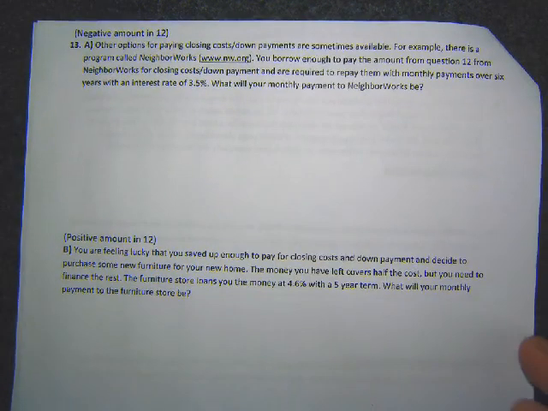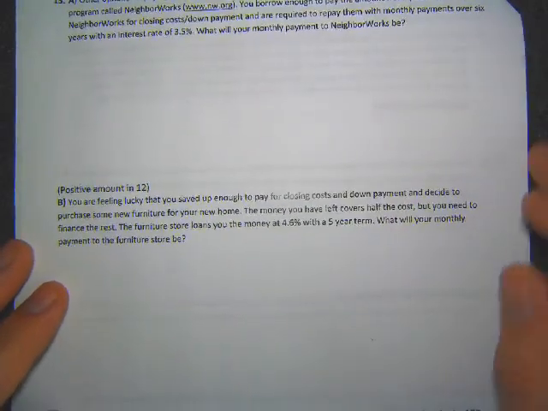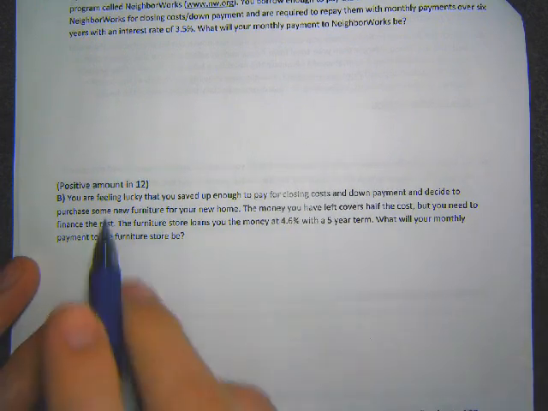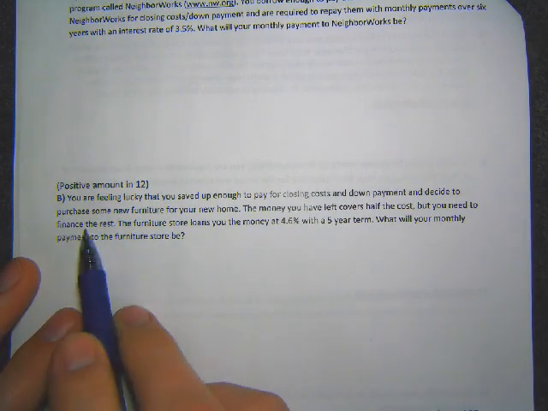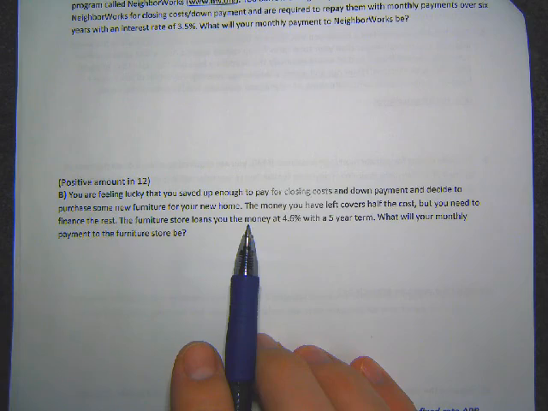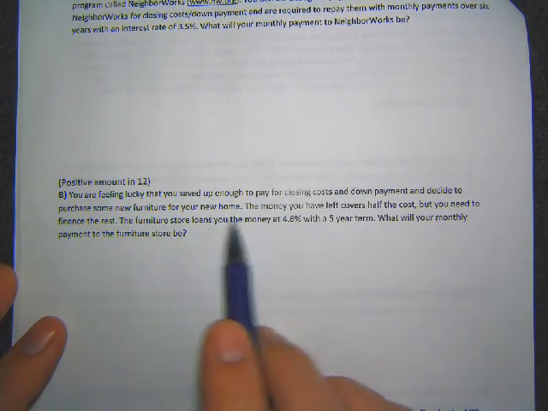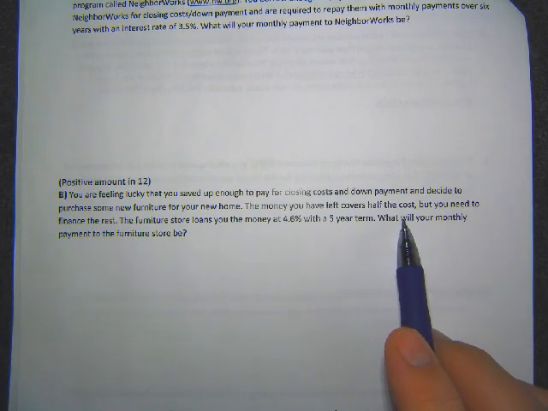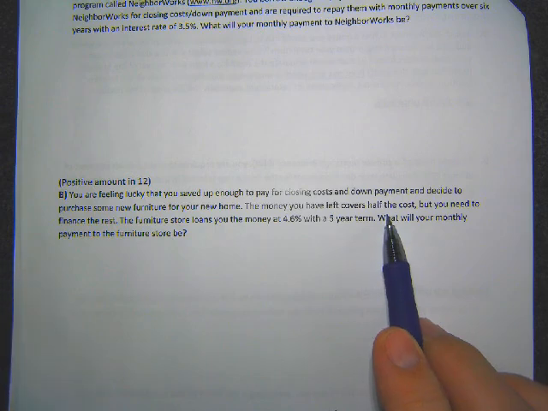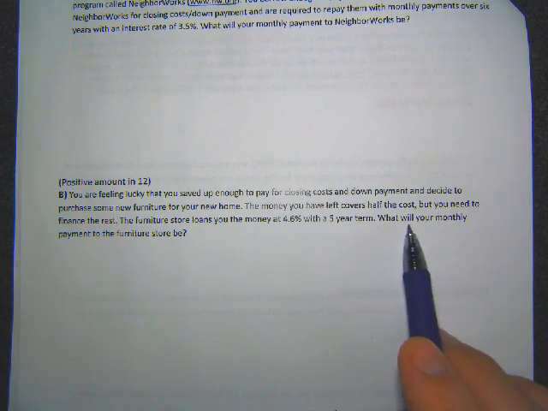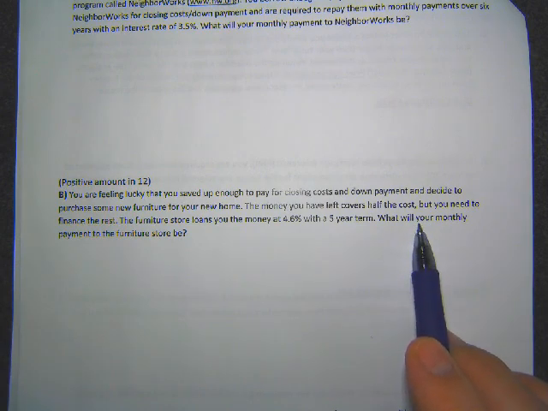Now, if you actually had enough money so that you covered all your closing costs and down payments, so you're actually doing good with that part, then you would have a positive amount and you'd move on to part B. You'd skip that first part because you didn't need to borrow any more money. You're feeling pretty lucky because you saved up enough for your closing costs and down payment, so you decide to purchase some new furniture for your home. The money you have left, your overage from number 12, was enough to cover about half the cost, but you need to finance the rest. If you had, say, $1,000 left over, and that covers half the cost, then that means you still need to borrow $1,000 because that's what the other half would be. It matches what you have.